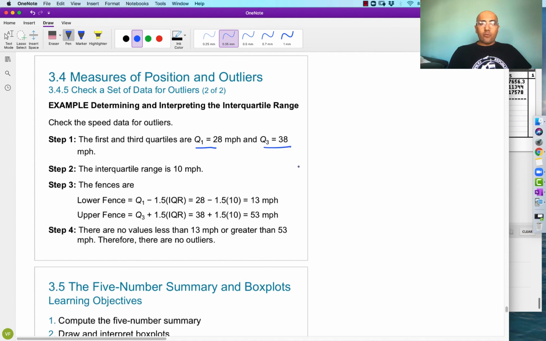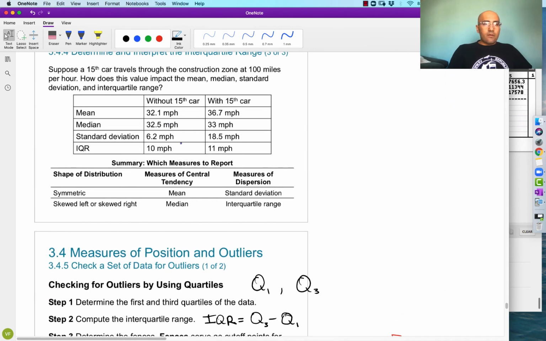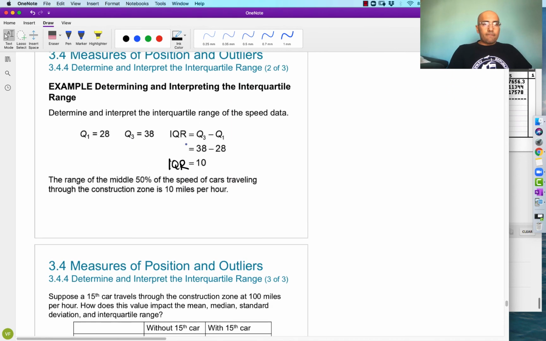This is before we tossed in the 100. Let's go back up here. Yeah, so before we tossed in the 100, we found that the IQR was 10, from 38 and 28.